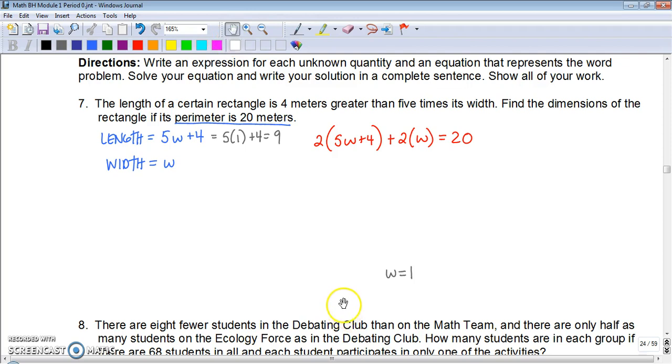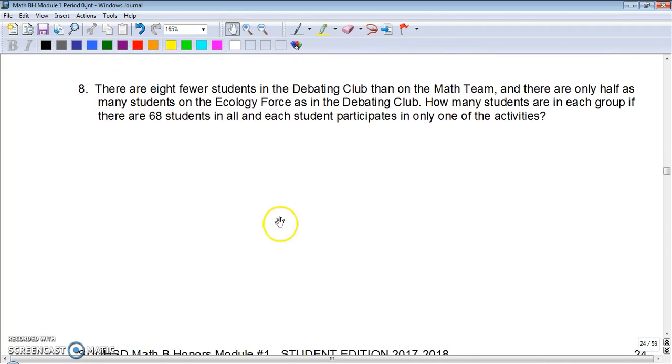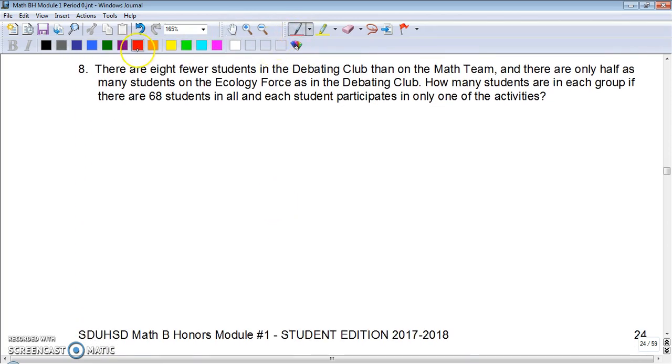Let's look at the setup of the second one, number 8. There are 8 fewer students in the debating club than on the math team, and there are only half as many students on the ecology team as in the debating club. How many students are in each group if there are 68 students in all and each student participates in only one of the activities? So this would be the number of students in the math club.